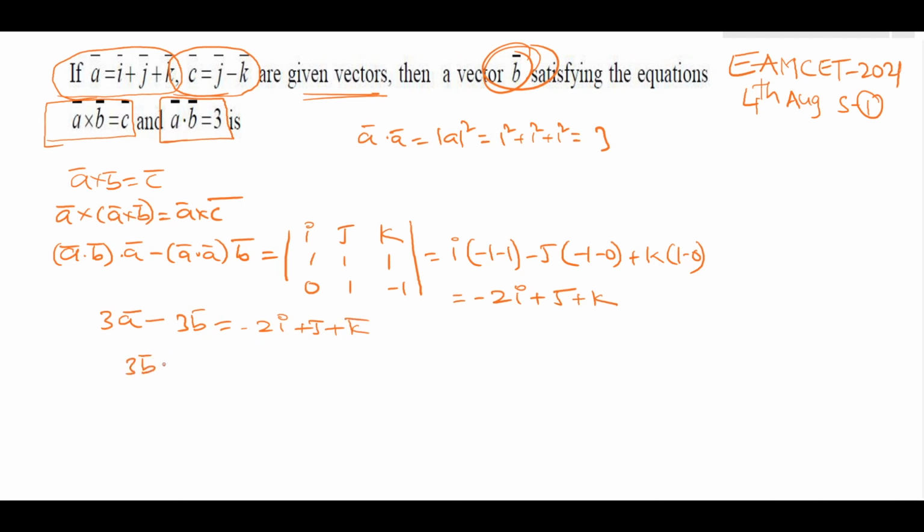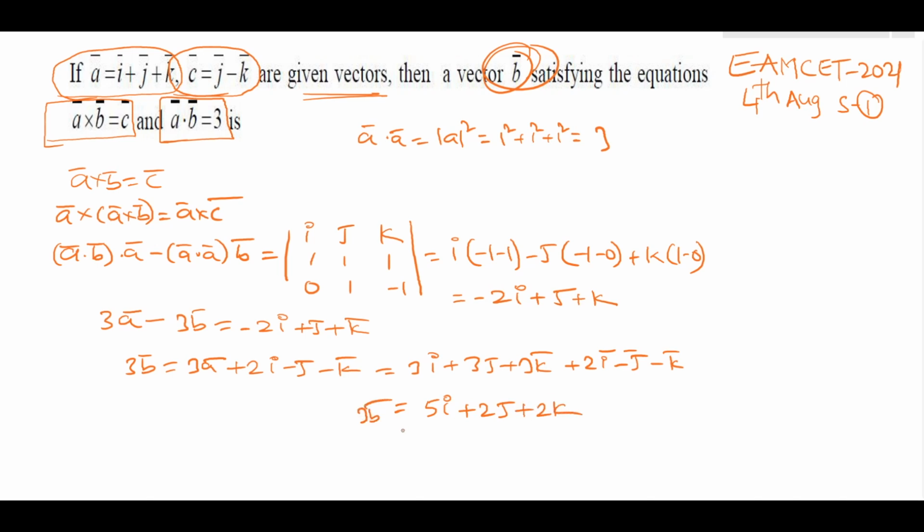From this, 3B bar is equal to 3A bar plus 2I bar minus J bar minus K bar, that is 3I bar plus 3J bar plus 3K bar plus 2I bar minus J bar minus K bar, that is equal to 3I plus 2I, 5I, plus 3J minus J, this is 2J, 3K minus K, 2K, this is 3B bar. So now B bar is equal to 5 by 3 I bar plus 2 by 3 J bar plus 2 by 3 K bar. This is the vector B bar.